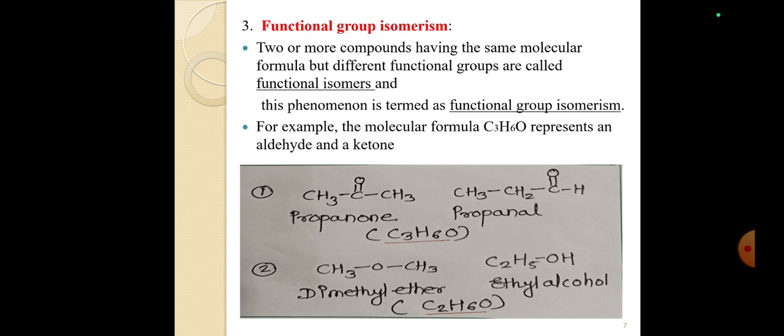Then a second example, here I have used the molecular formula C2H6O. With the same molecular formula you can represent two functional groups, those are ether and alcohol. See, dimethyl ether, this is the ether functional group, and C2H5OH, in this the alcohol is the functional group. So these two compounds are functional group isomers of each other.